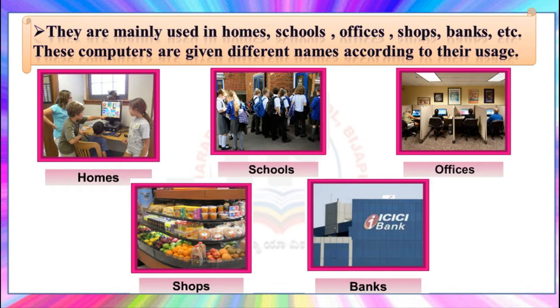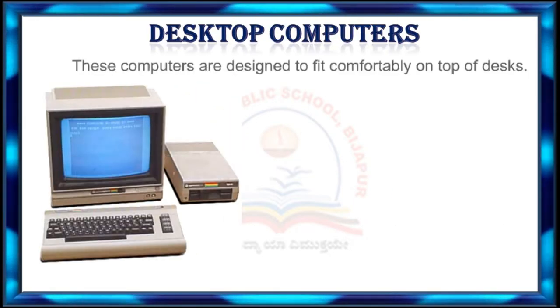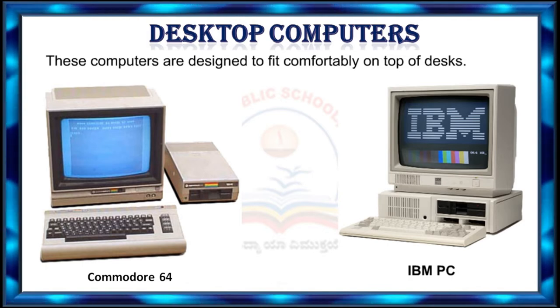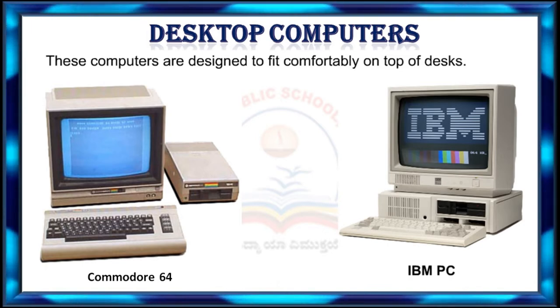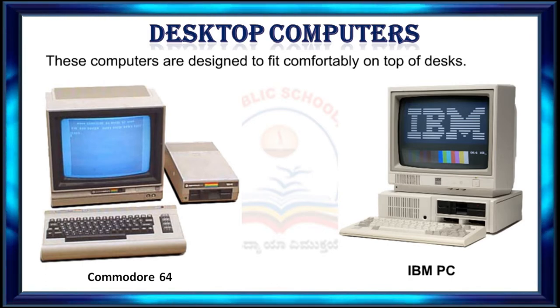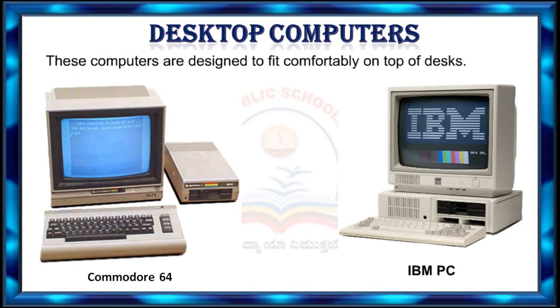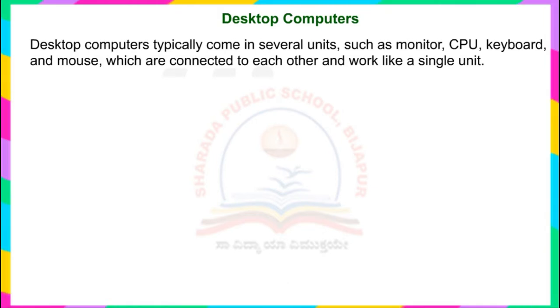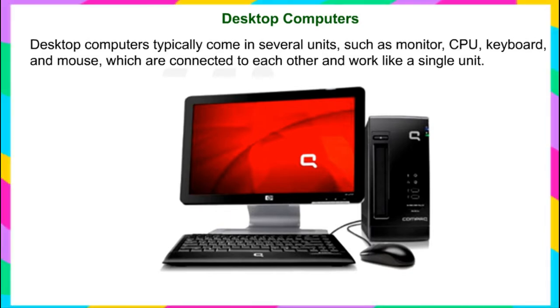Children, let us understand about desktop computers. These computers are designed to fit comfortably on top of desks. Commodore 64, IBM PC are the examples for desktop computers. Desktop computers typically come in several units such as monitor, CPU, keyboard and mouse, which are connected to each other and work like a single unit.